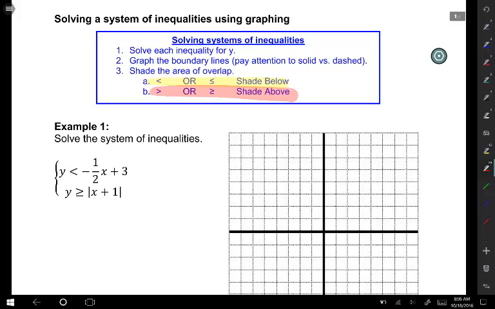Questions there? Zach? So if the y was on the other side, what would it be? Well, then you have to read it backwards. For example, if you have 2x plus 3 is less than y, we have to think that really says y is greater than, so we would shade above. So yeah, you have to always read it in your mind with the y first. So great question.